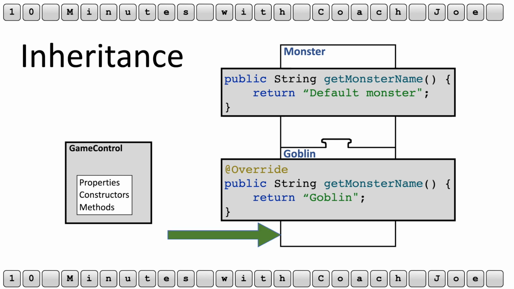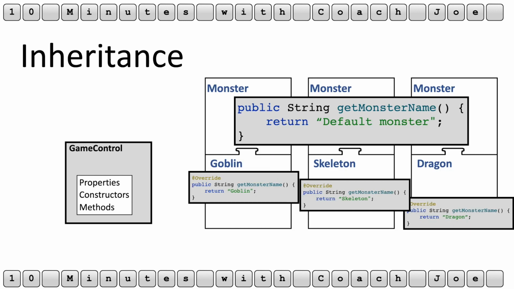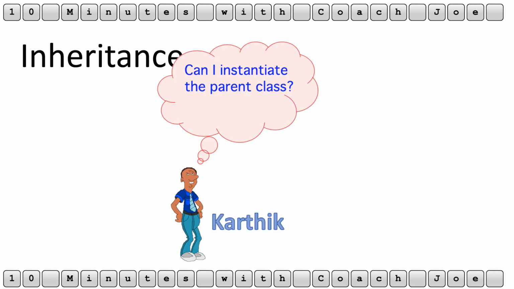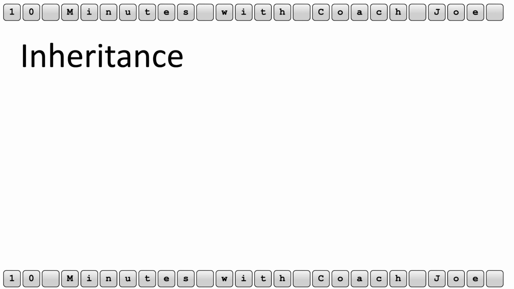Now, when the game control calls child.getMethodName, the value goblin is returned. The skeleton class could override the getMonsterName method and return skeleton. You can instantiate the parent class, but it's very uncommon and typically an indication of poorly designed code. Let's take a look at this example.